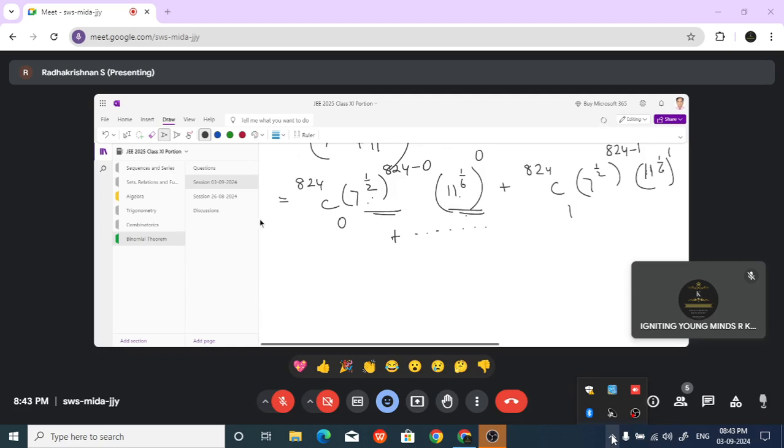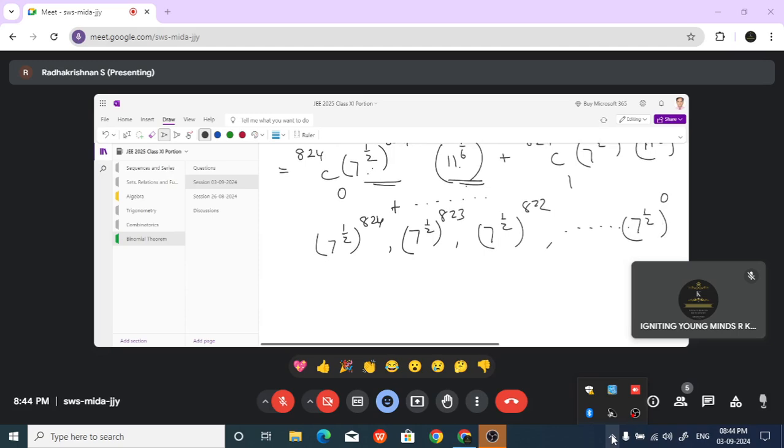So let us write each term. Taking 7 power half whole to the power of 824, then 7 power half whole to the power of 823, and so on. This is how this term goes, whereas the other one, 11 power 1/6, goes the other way, starting from 0.